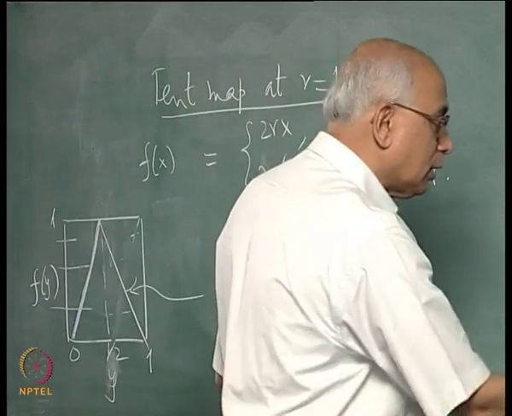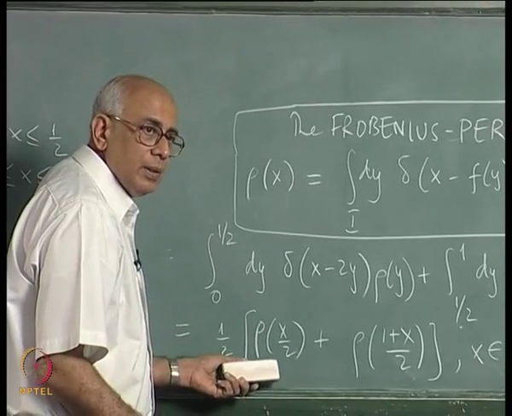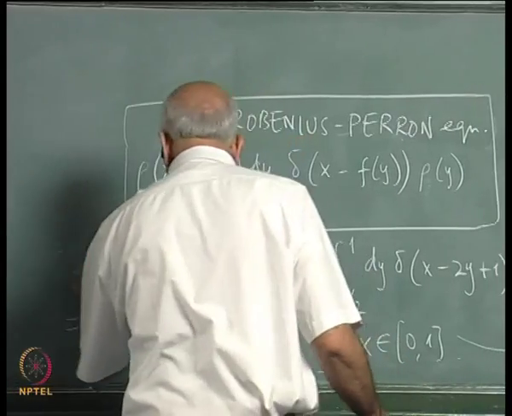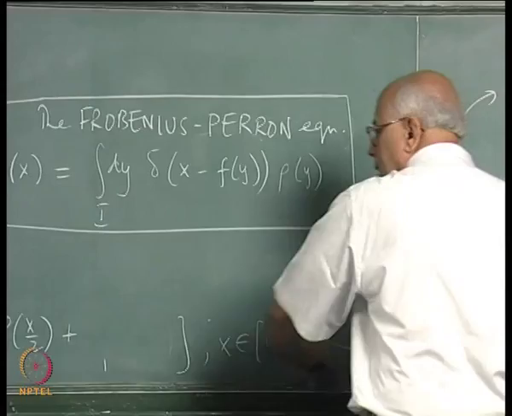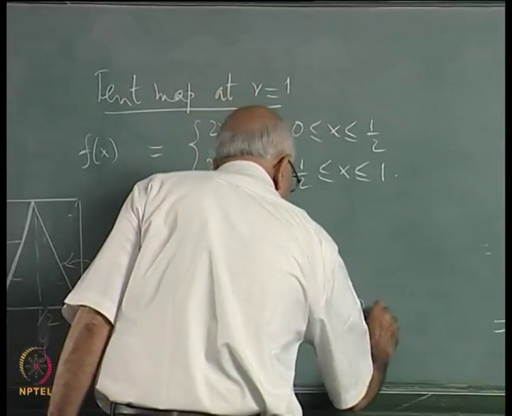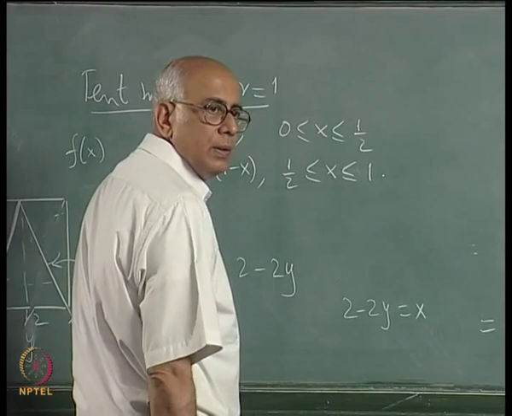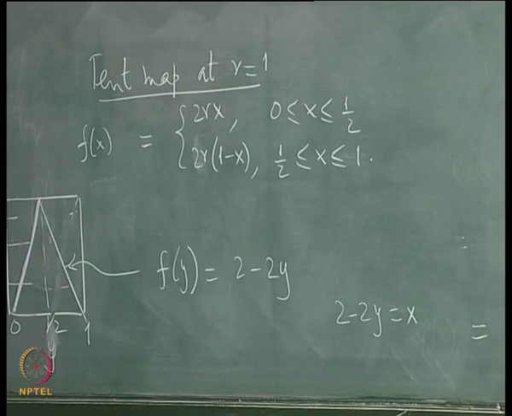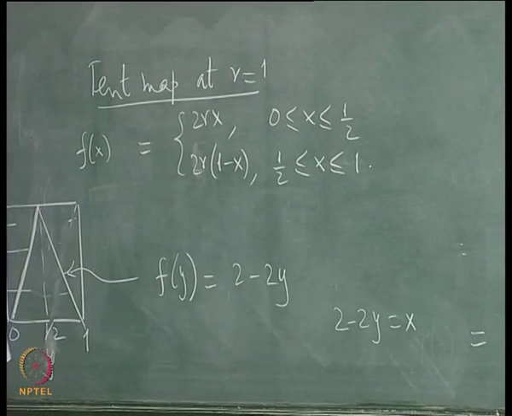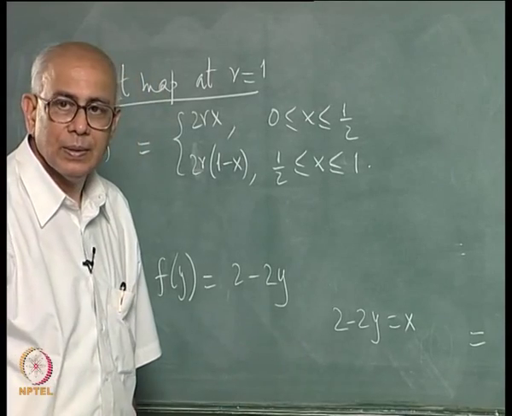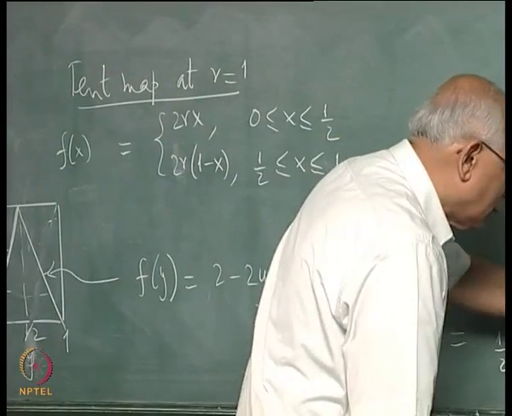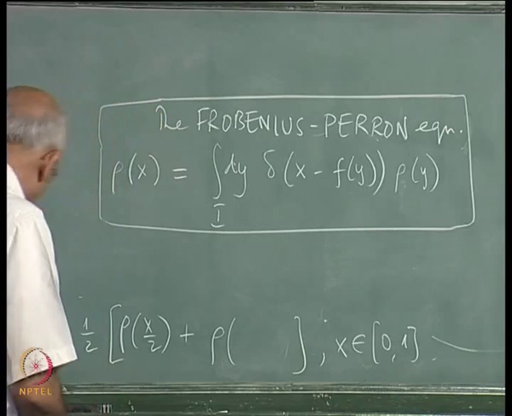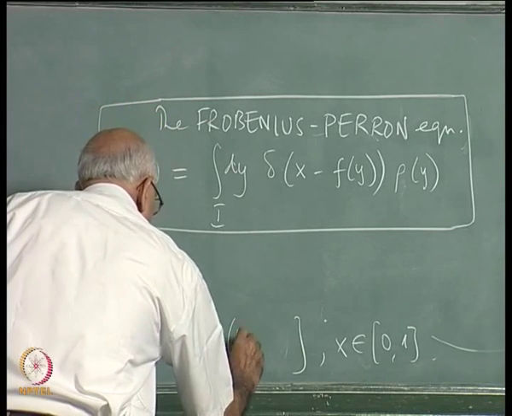So what happens? What kind of functional equation do you get? This portion remains the same. What happens here? So you don't get this. So if 2 minus 2y is equal to x on this side, what do you get? So what is y equal to? What do I get here? Plus rho of what? Yeah, 2 minus x over 2, which is 1 minus x over 2.